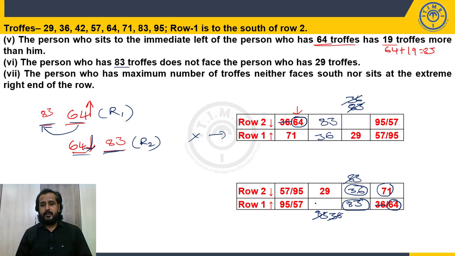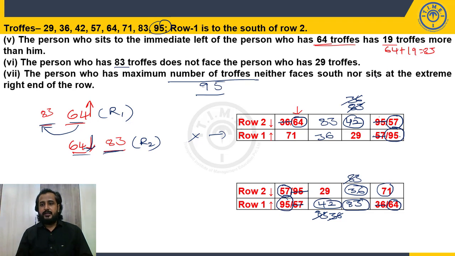So clear? What is the only remaining number? 42. So 42 will be here. But still we don't know 95 or 57. But we have one more clue, right? The person who has the maximum number of trophies, which is nothing but 95, neither faces south nor sits at the extreme right end. Okay. 95 is not facing south. So it is not 95 here, it should be 57. So this will be 95.